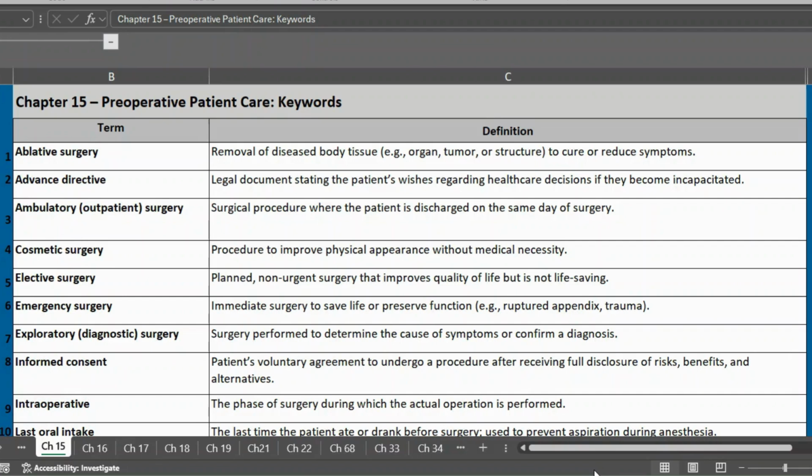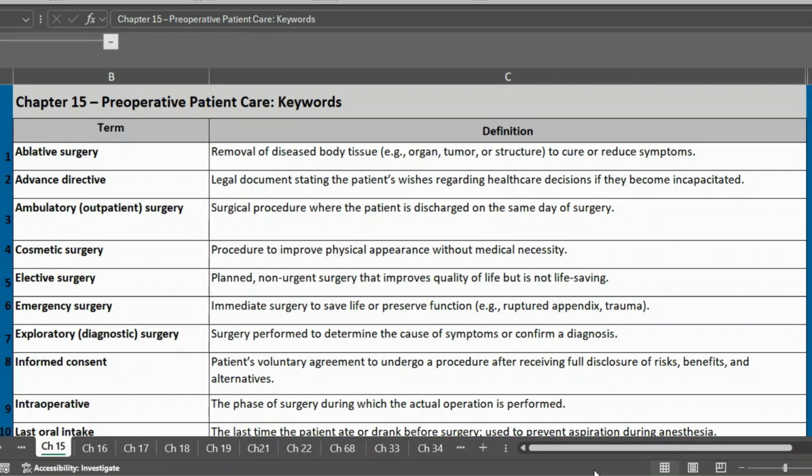Emergency surgery is an immediate surgery to save life or preserve function. Example, ruptured appendix or trauma. So it's an urgent surgery to save life or function. Example is surgery for a ruptured aneurysm or bowel perforation.